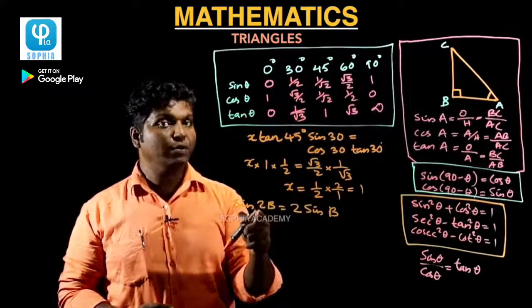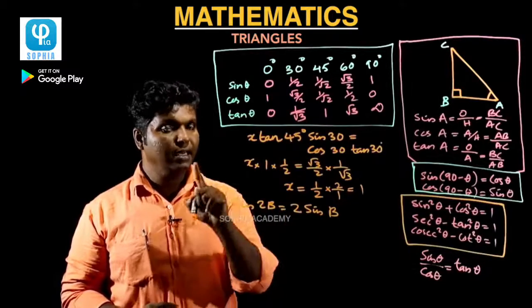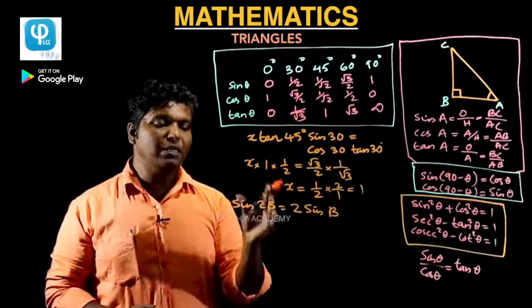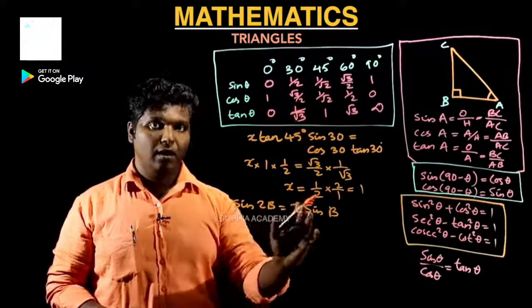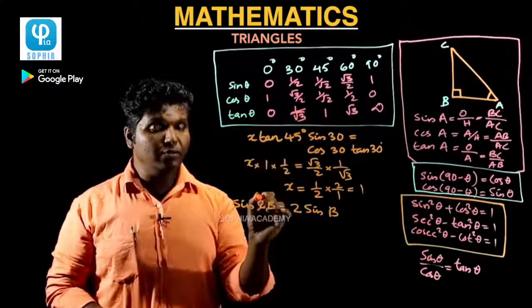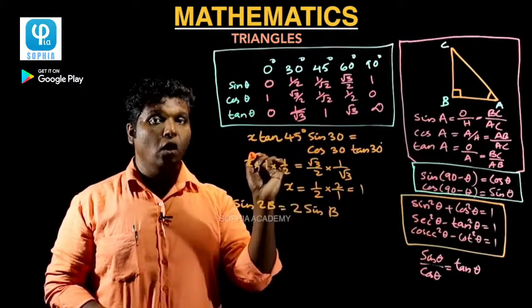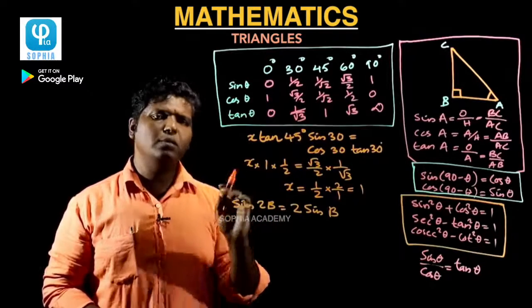What did we get here? It was root 3 by 2. What did we get here? It is 1. Is it true? No. That means even if you are giving a smaller value, it's not going to become equal. Right? So even if you are giving 30 degree or 60 degree or 90 degree, the same thing is going to happen. What about 0 degree?